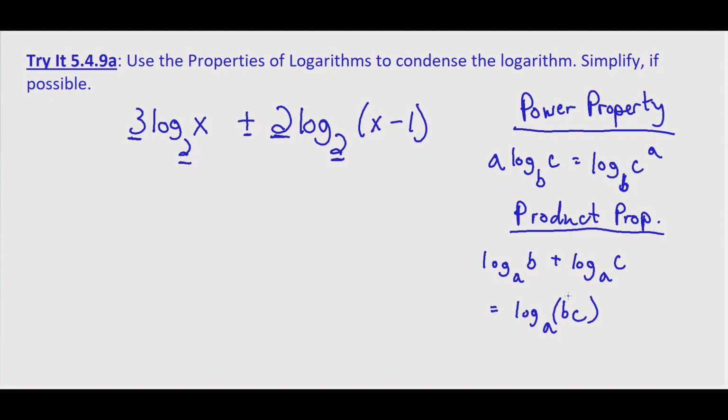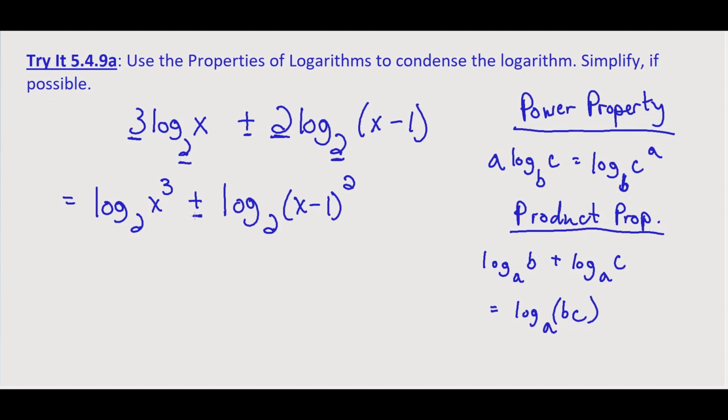So since we're going in the opposite direction, we're condensing instead of expanding, we're going to use the power property first. So let's rewrite this first expression, moving the 3 to an exponent on x. So this is log base 2 of x cubed plus, and we'll do the same thing with the second term, move the 2 to an exponent on x minus 1. So this is going to be log base 2 of x minus 1 squared.